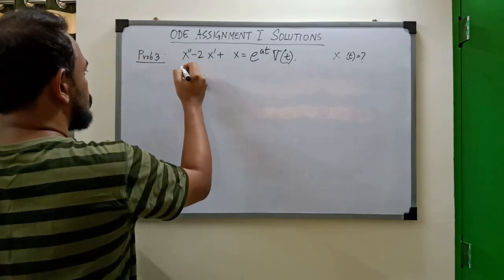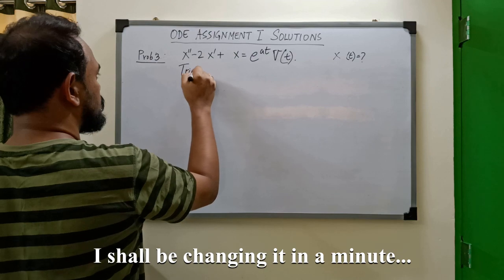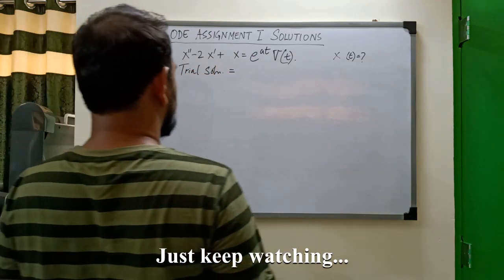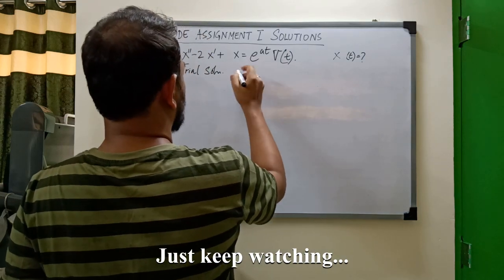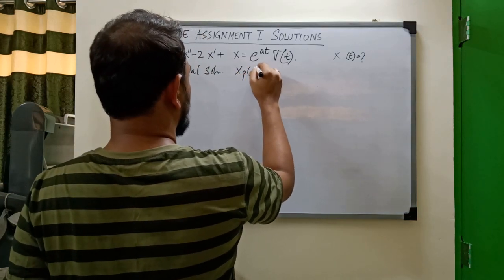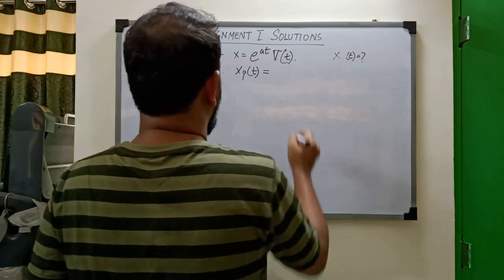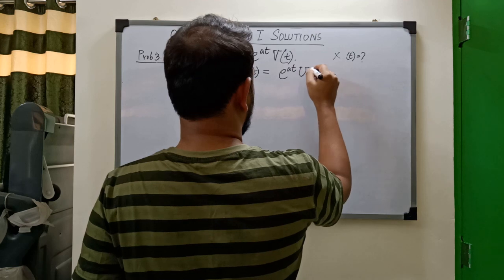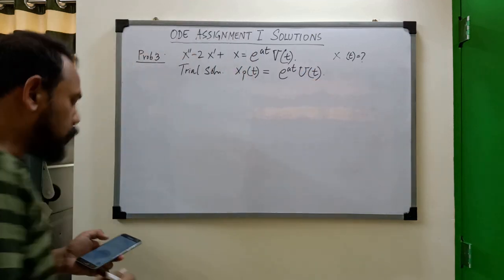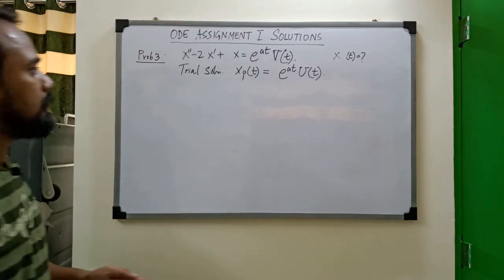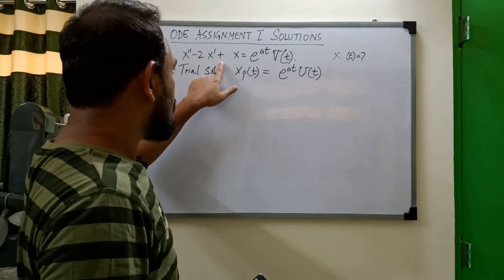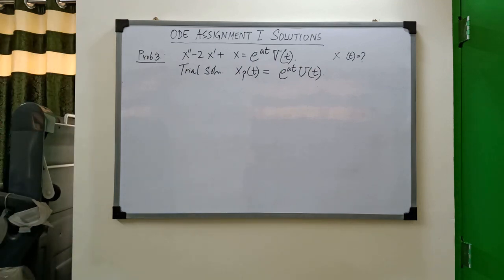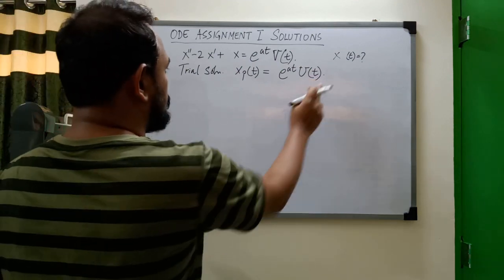So the problem tells you, the trial solution that the problem already suggests: find the trial solution for the particular solution to be e to the power at times some function u, dot v. The problem is asking you to try this solution, and in the process you will know how to find u. Okay, so let's just do that.